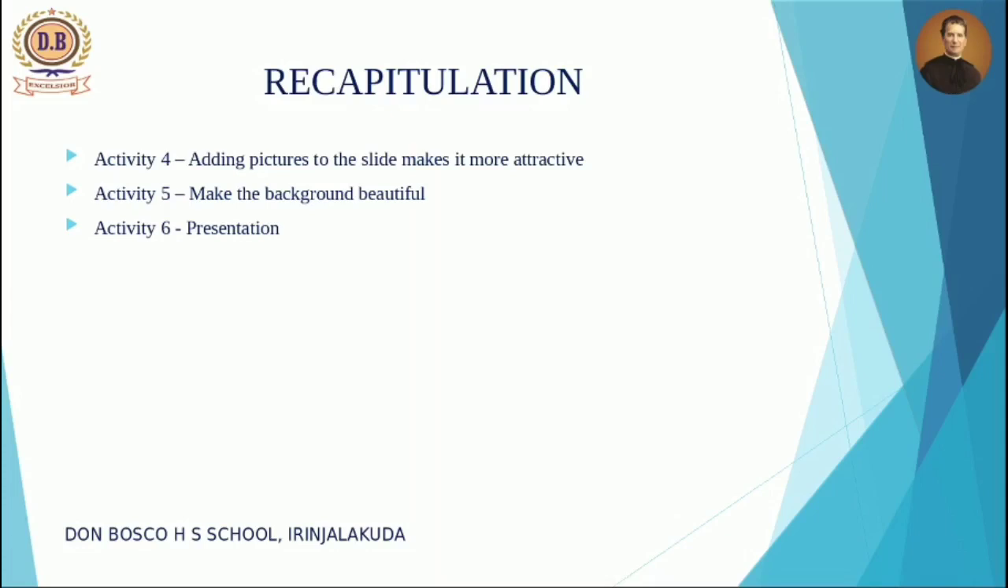Then we have done activity 5, that is making the background beautiful, that is to give background color to the slides. Here also we have two methods. First we have to select the slide, then from the slide menu select properties, then from the window that appears select the backgrounds tab, then select the color button. From the color palette select the required color, click OK button. And second method is from the properties window in the right side, click on the background color, and from the color palette select the required color.